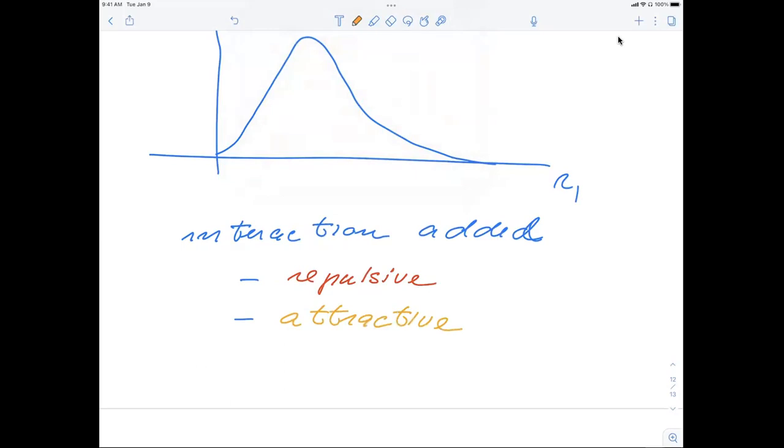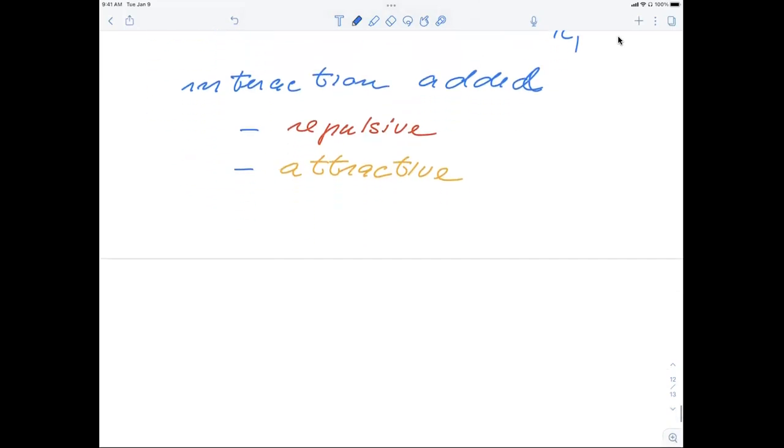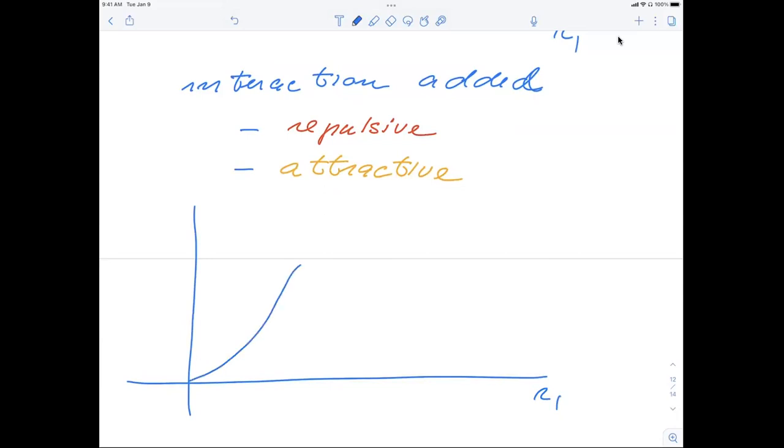So let me see what your intuition says here when we're now going to make a plot of these one body densities. So I'm going to make a plot again, as a function of R1. The first function here is the case with no interaction.